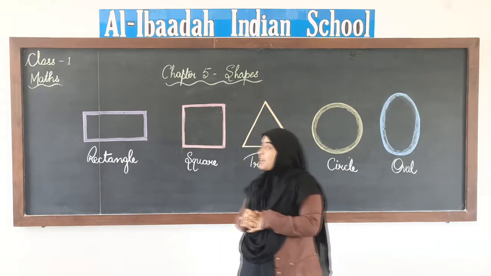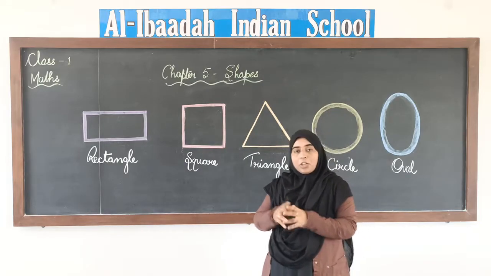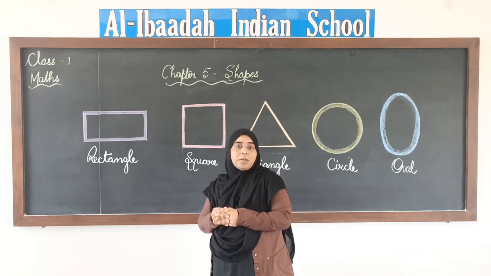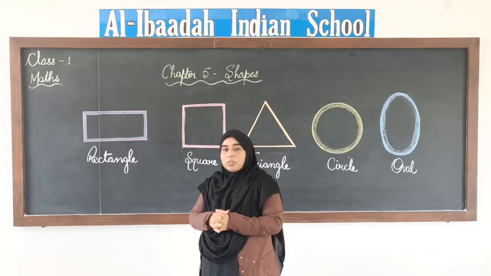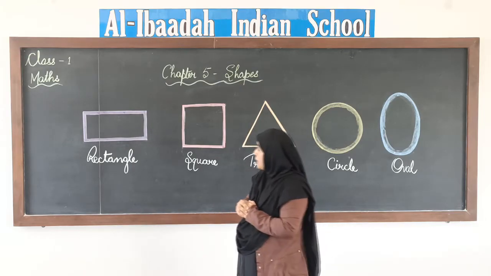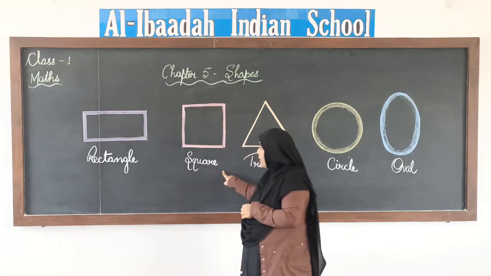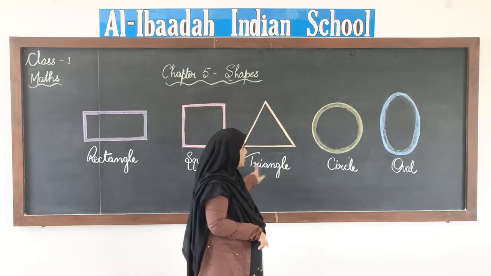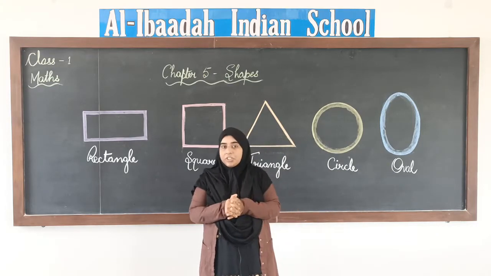Today we are going to start a new topic, that is shapes. Now it's not new for you all, you have been learning about shapes in your previous classes also, right? Today we are going to learn a little more about shapes, okay? The shapes that we are going to discuss today are rectangle, square, then we have triangle, circle and oval shape. You already know about these shapes, right?